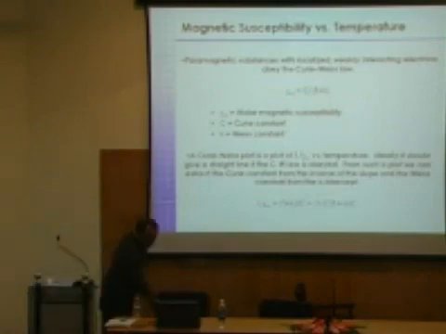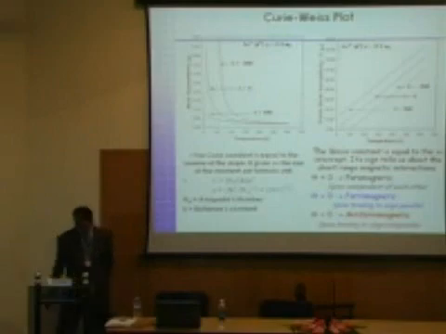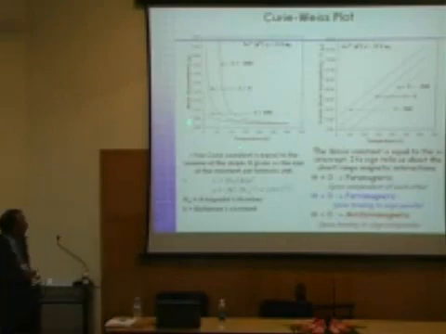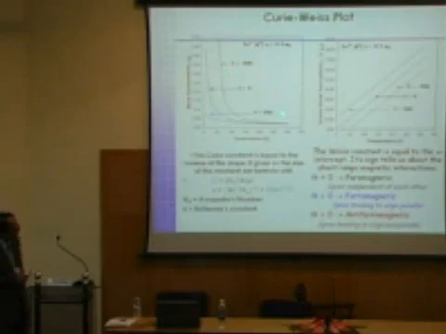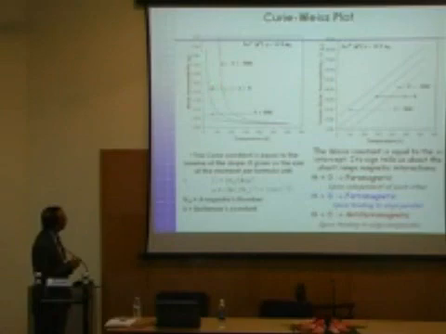So I'll show you now a couple of plots here. On the left here, you're looking at the molar magnetic susceptibility of an iron 3+ compound as a function of the temperature. And this iron 3+, if it is a free ion, then it will show a classical paramagnetic behavior.